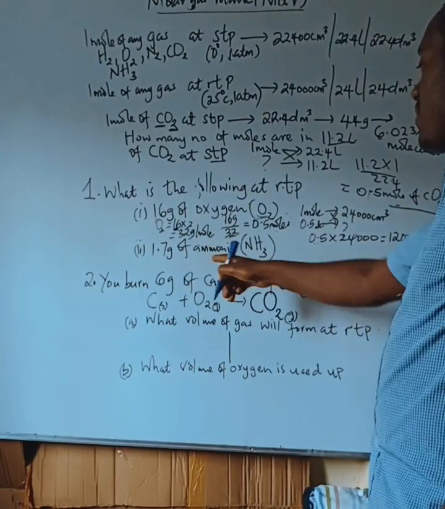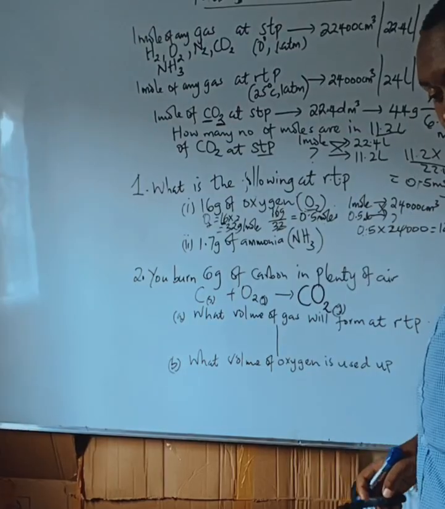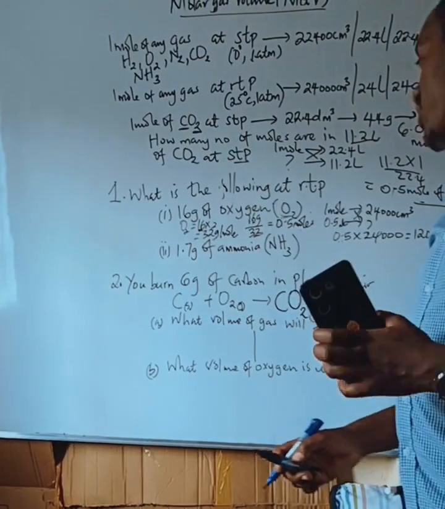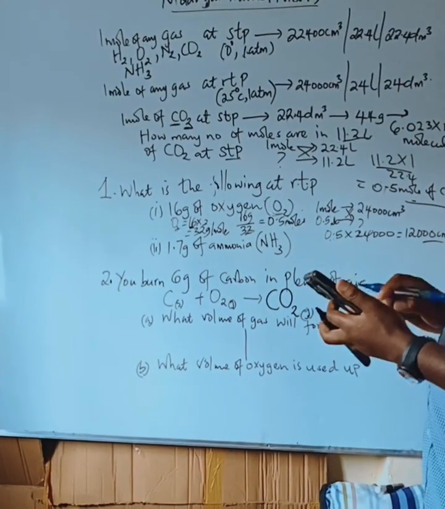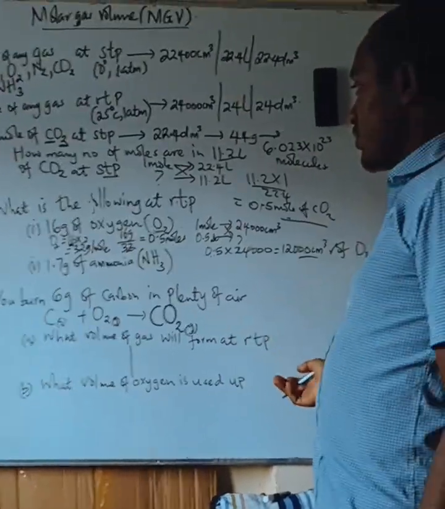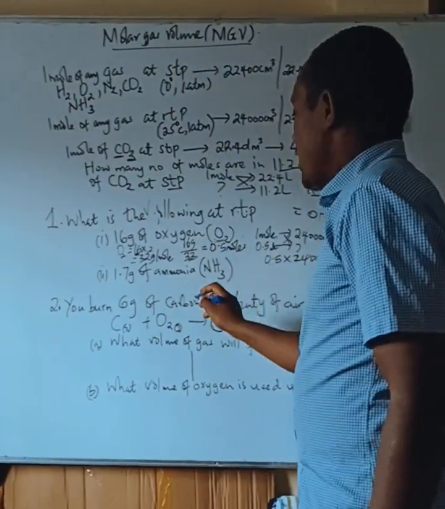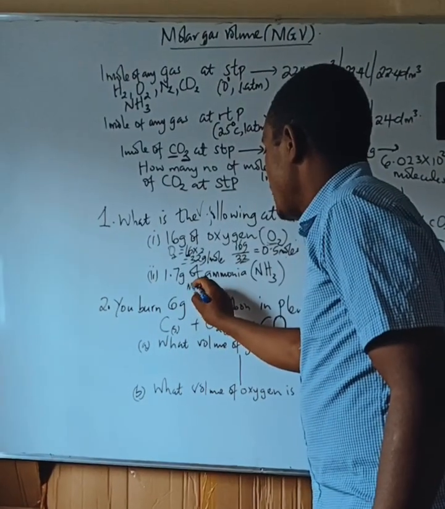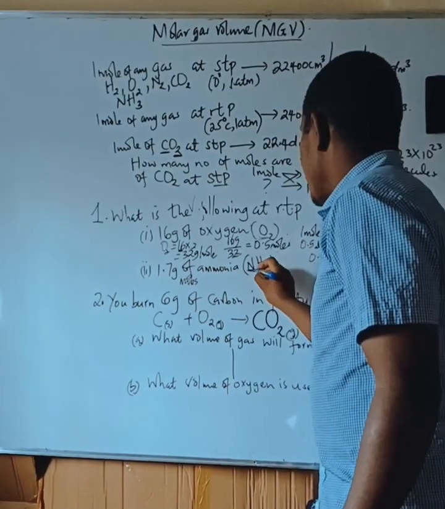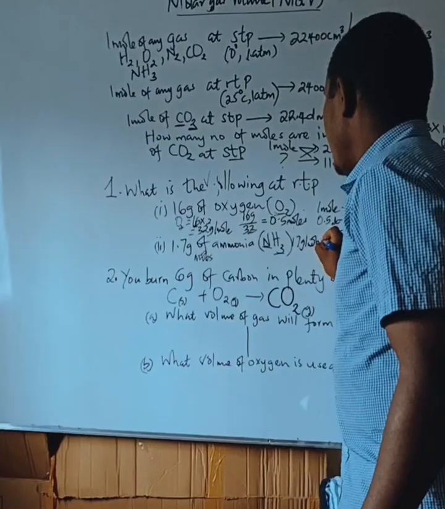Let's go to ammonia. 1.7 grams of ammonia. What volume will it contain? What is the volume of the following? 1.7 grams of ammonia. So finding moles, we need the molar mass of ammonia. This is 14 plus 3, that is 17 grams per mole.